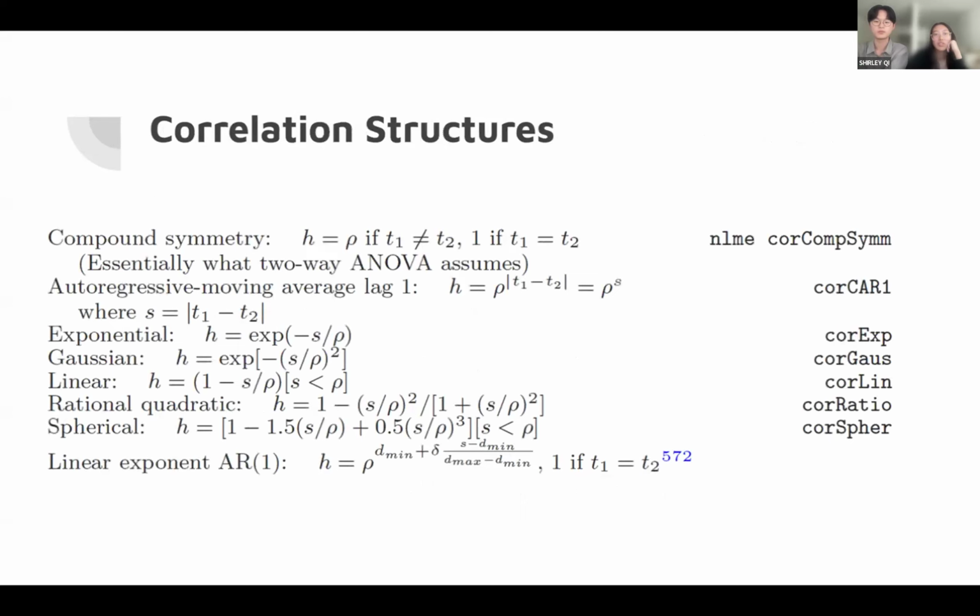Here are some common correlation structures that R provides in the nlme package. We can see that we're using isotropic correlation structures. So that assumes that the correlation between responses within subjects at two times depends only on the measure of distance between the two times, not the individual times. So that's shown as the absolute value of t1 minus t2.